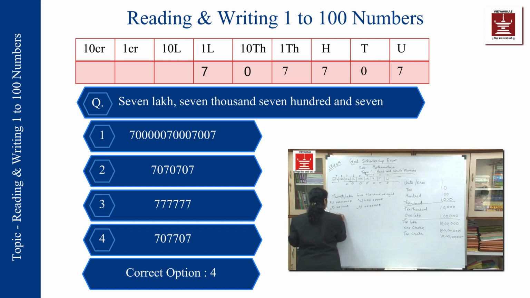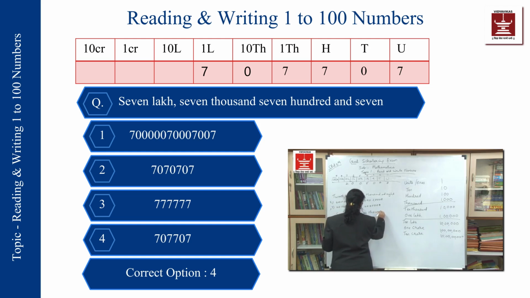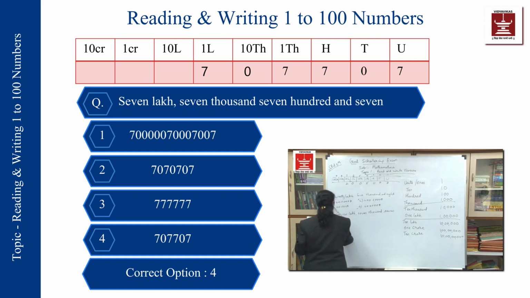Number is given in words, 7 lakhs, 7,000. You can write it down so that you can form a number before I finish it. 7,07,700 and 7. Okay, so this is the given question. It is 7,07,700, 7,07,707. All 7s are there in the question.